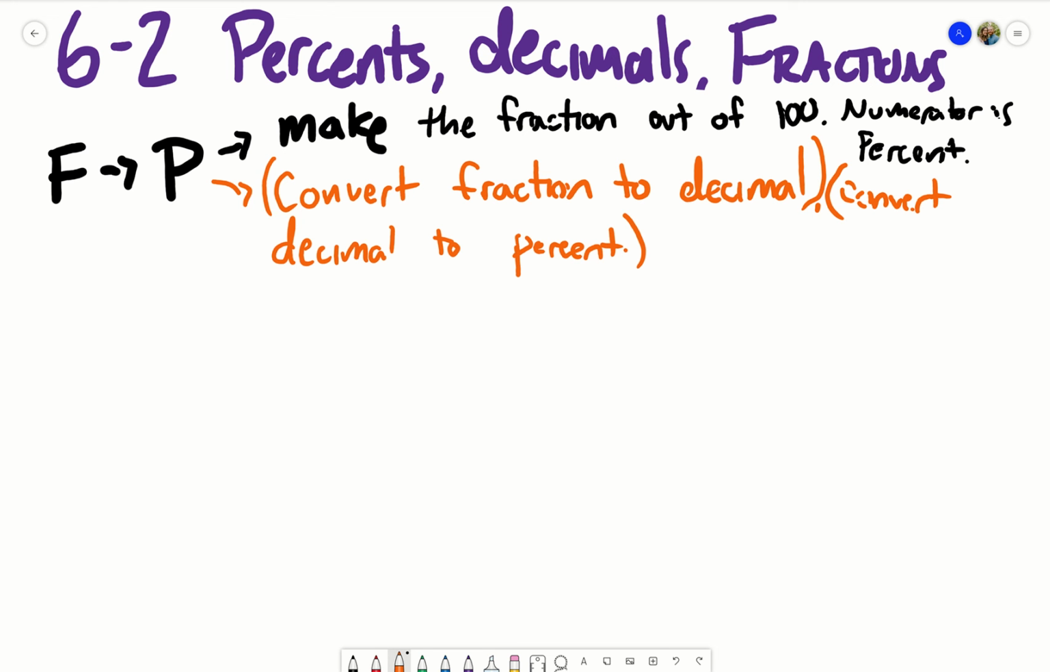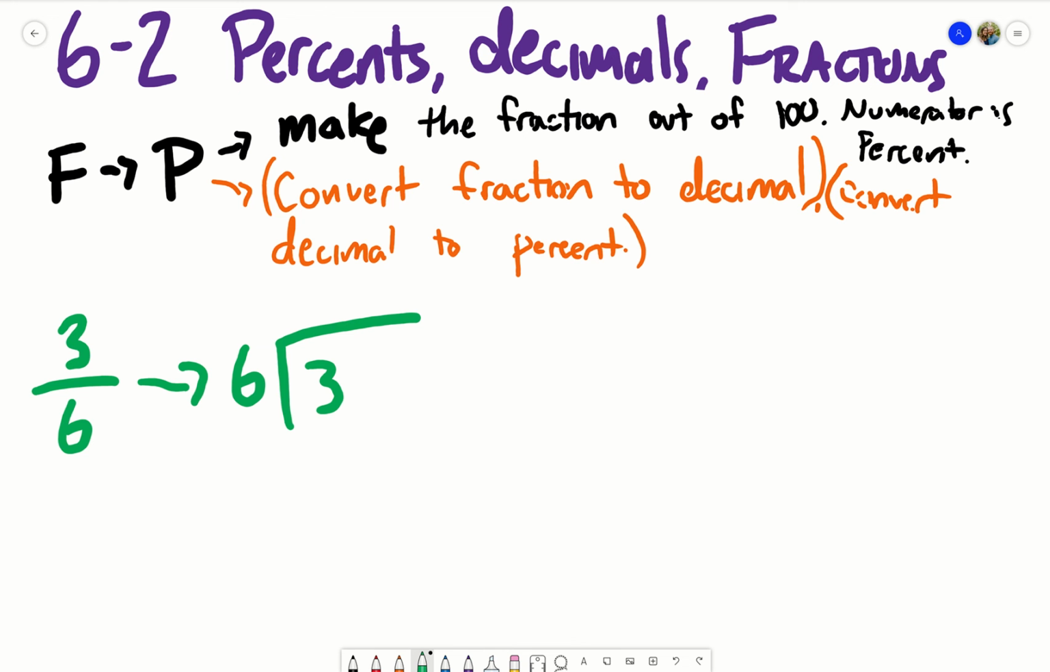Let's say I had something like 3/6. Now I can't get from 6 to 100. There's no multiplication to do that. So since I can't multiply, I'm going to turn this into a decimal. Now remember, to turn it into a decimal, you divide and you put numerator on the inside and denominator on the outside. All right, numerator goes inside, denominator goes outside.